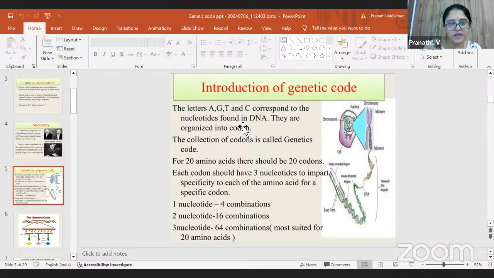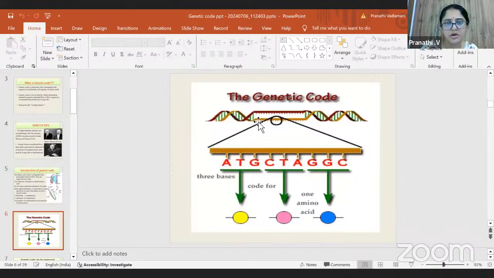So in this, what are we looking at? 20 amino acids. So it should be 20 codons. And each codon should have 3 nucleotides that are going to specify that amino acid and a specific codon again. So with one nucleotide, you can have 4 combinations. With 2 nucleotides, you're going to get 16 combinations. With 3 nucleotides, 64.